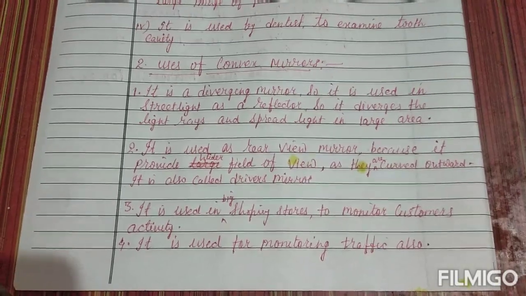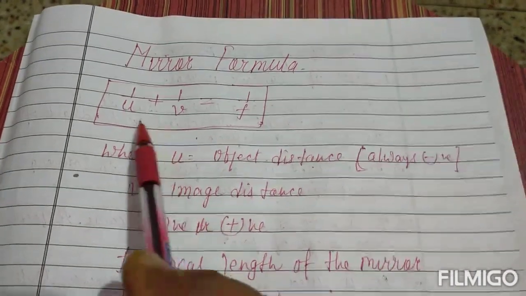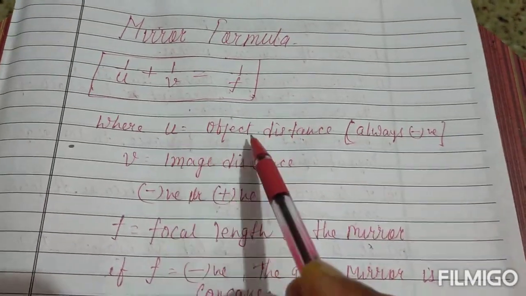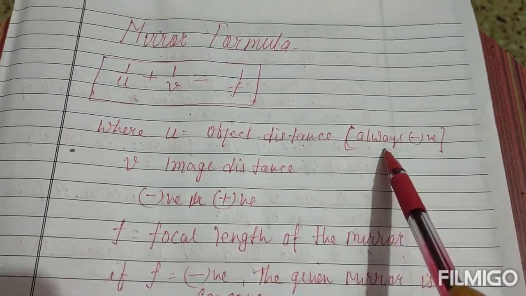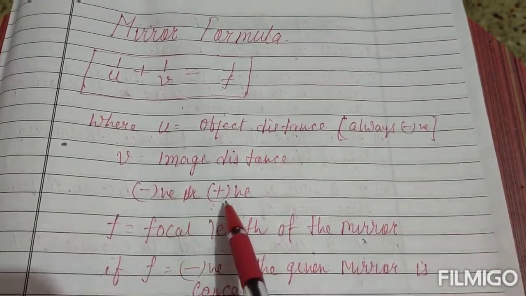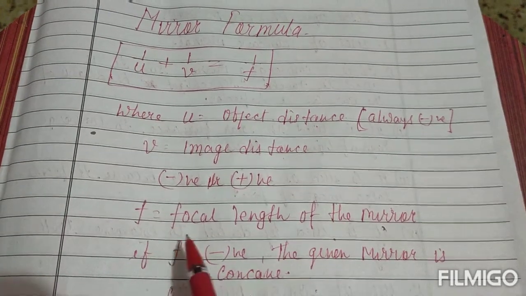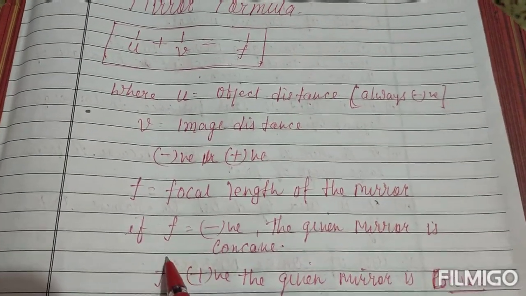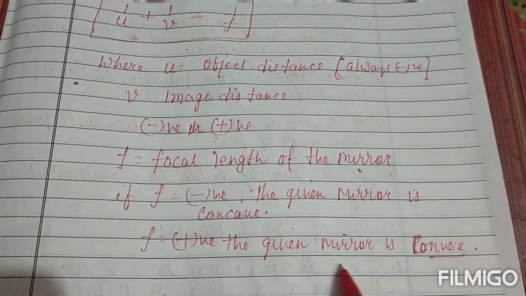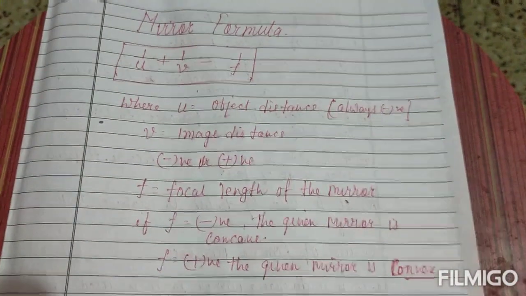Now lastly we will see the mirror formula. Mirror formula is 1 upon u plus 1 upon v equals 1 upon f, where u equals object distance, it is always taken negative. v equals image distance, it may be negative or positive depending on the type of mirror or type of image. f equals focal length of the mirror. Sometimes f is negative, then the given mirror is concave. Sometimes f is positive, then the given mirror is convex. So this is the mirror formula. We will use this formula to solve numericals.